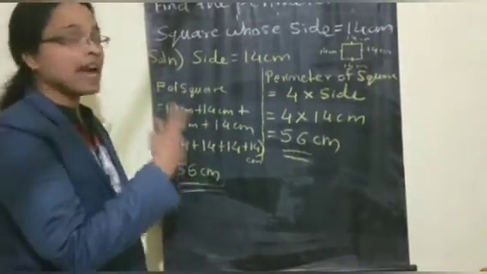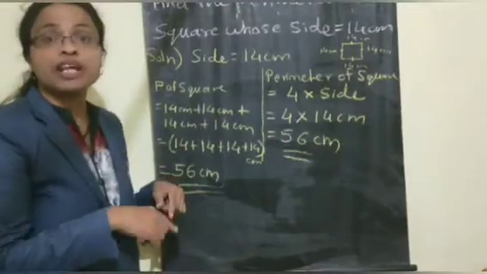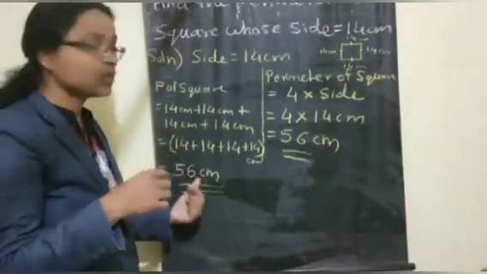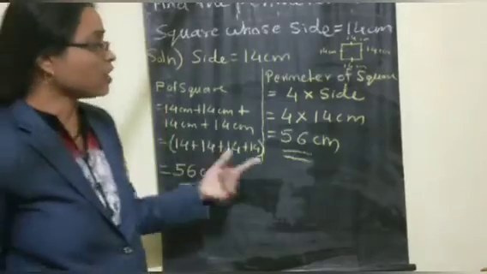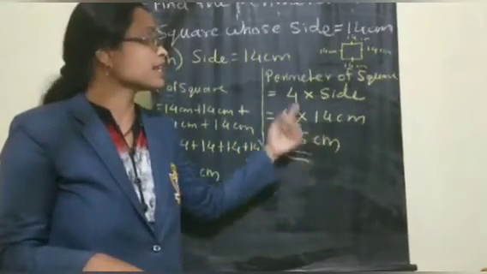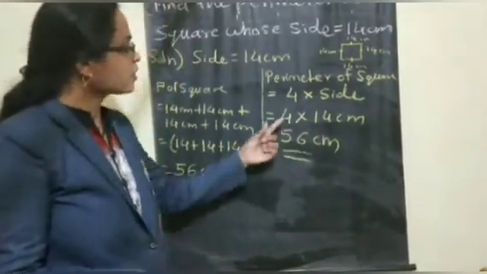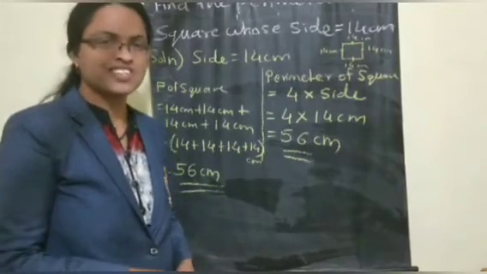One, directly add the given side. How many times? 4 times. But write the unit only one time as common. Or you can use the formula 4 into side, that is the perimeter of a square, and you can find out the answer. Understood? You should know the definition of a perimeter. That is, the perimeter of a closed figure is the length of its boundary. And also one point you have to remember, children, that the unit of a perimeter is the same as the unit of the given length. Okay, and you should know how to find the perimeter of a triangle, addition of 3 sides.